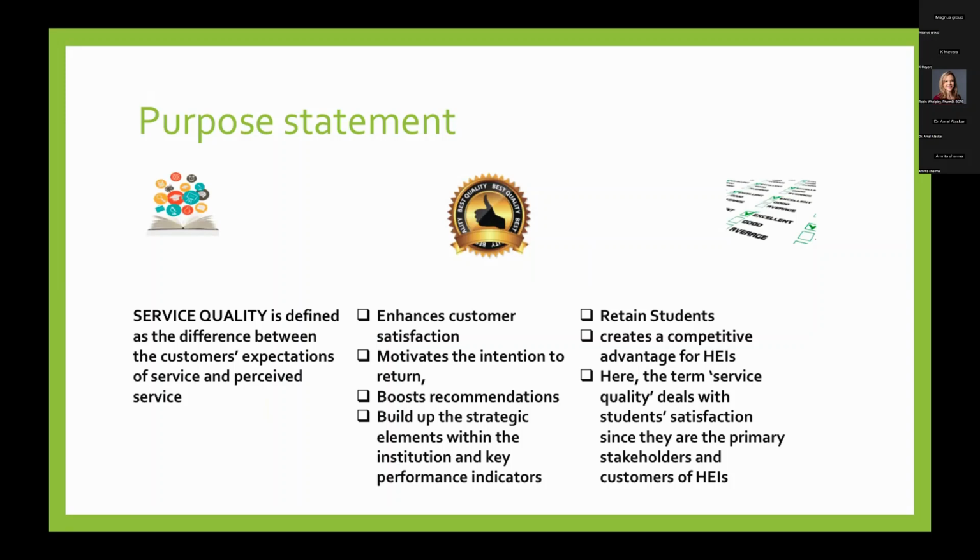And in this study, the term service quality deals with student satisfaction. We are dealing here with student satisfaction since they are the primary stakeholders and the main customers of health education institutions.